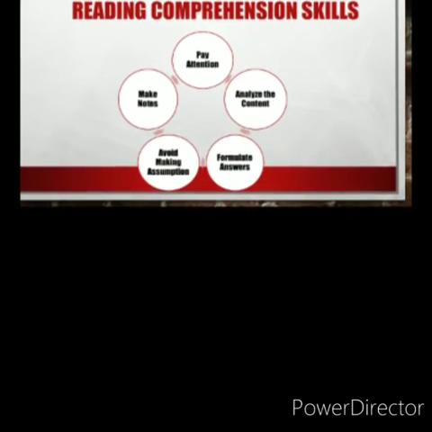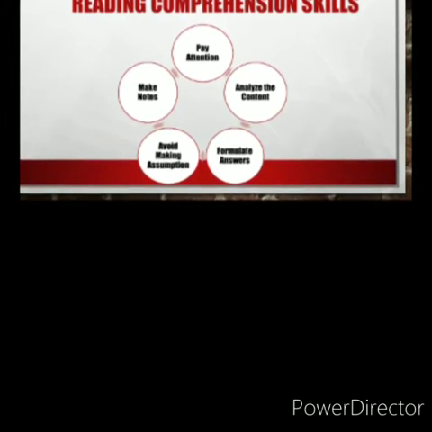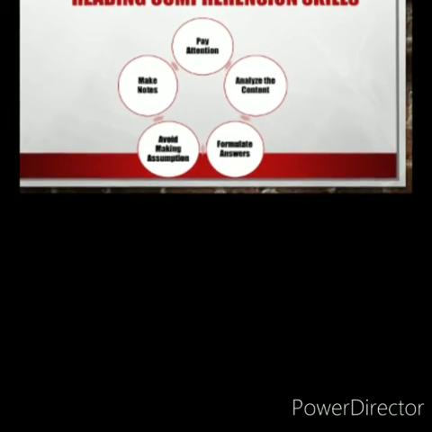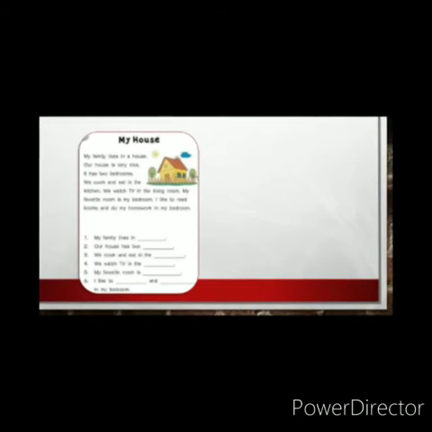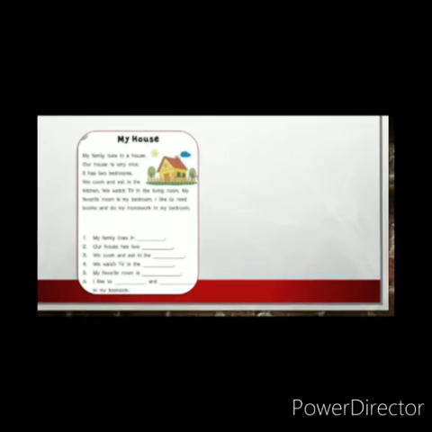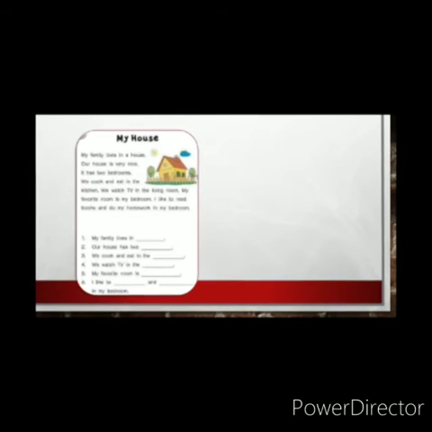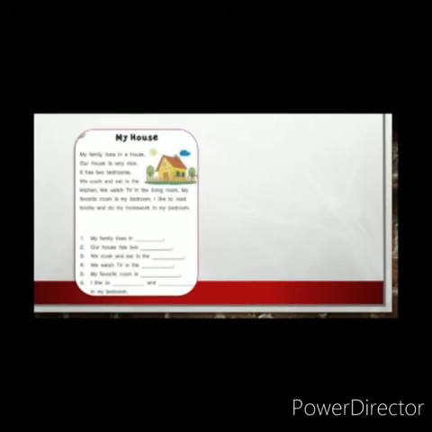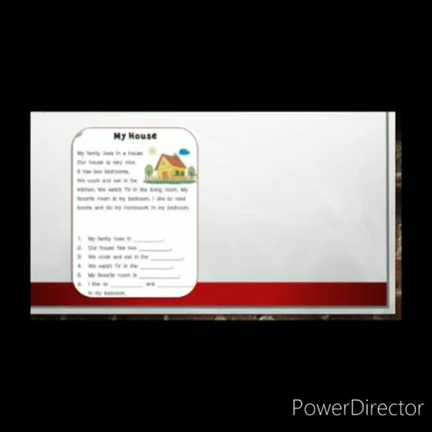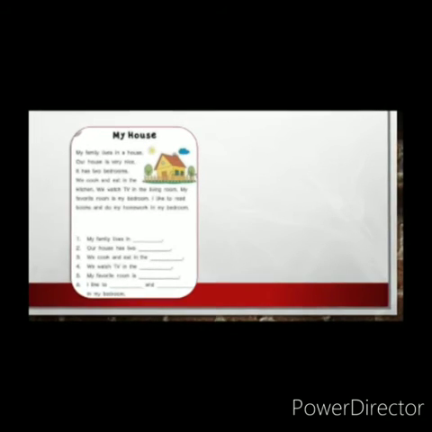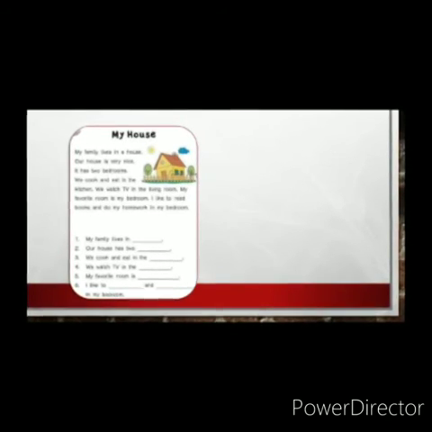Now going on to an example of it. Here there is a passage given on My House. My family lives in a house. Our house is very nice. It has 2 bedrooms. We cook and eat in the kitchen. We watch TV in the living room. My favorite room is my bedroom. I like to read books and do my homework in my bedroom. So this is the passage. This passage is about the house. My house, they have written.